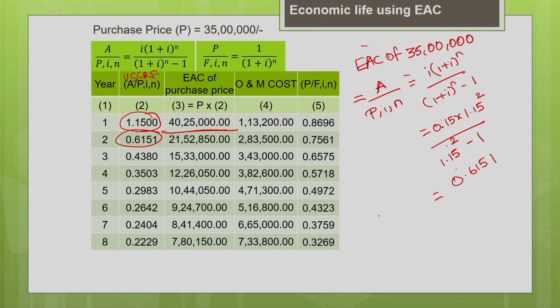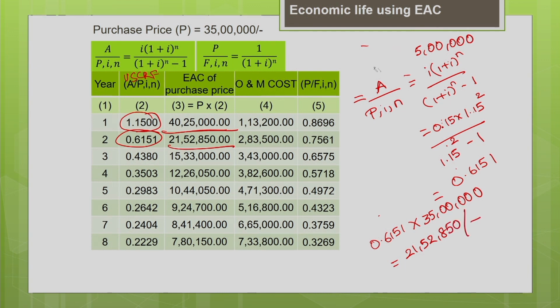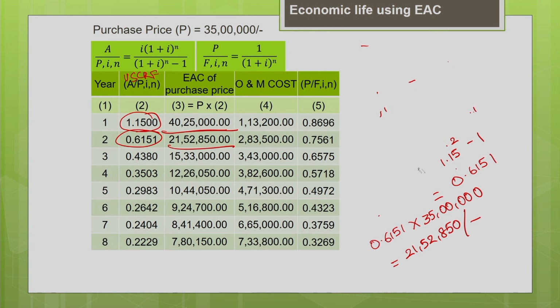So, you are going to multiply this 0.6151 with the purchase price of the machine, that is 35 lakh. That will give you the equivalent annual cost as 21 lakh 52,850. This is the equivalent annual cost of purchase price for year 2. So, for one more year we will calculate so that you will understand better.